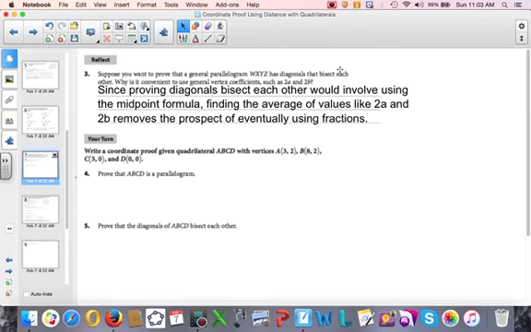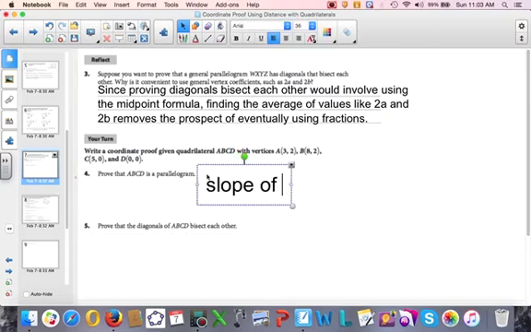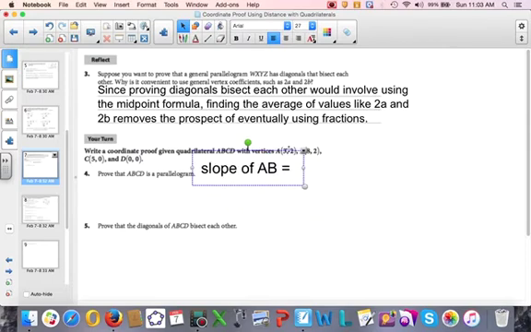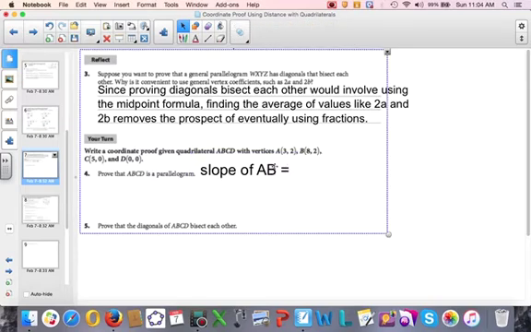In this your turn example, it's multifaceted. We're proving that this is a parallelogram. It doesn't say how, so let's do the easiest method, which in my opinion is to find the slope. All right, so slope of AB, remember slope is difference of y's over difference of x's.